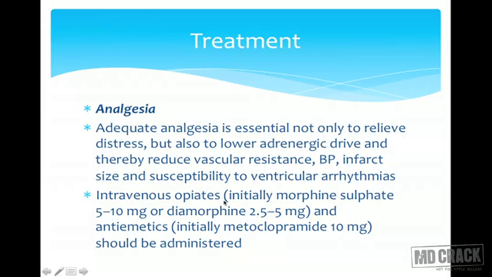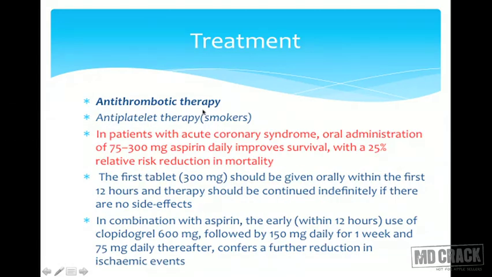Intravenous opiates, initially morphine sulfate 5 to 10 milligram or diamorphine 2.5 to 5 milligrams should be given, and antiemetics like metoclopramide 10 milligrams should be given. Then we come to the antithrombotic therapy. We have to give antiplatelet therapy to smokers.